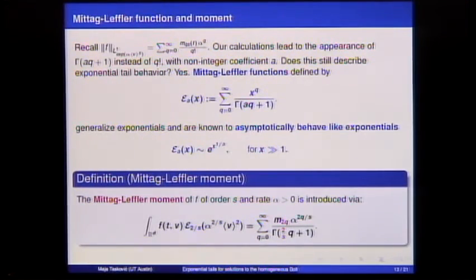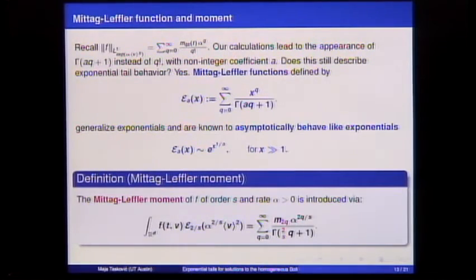If a is 1, it's exactly the exponential of x. But if a is a non-integer number or any positive number, then this behaves asymptotically, as x goes to infinity, as an exponential of order 1 over a. So there are nice test functions for us because they still describe the exponential behavior in the tail.